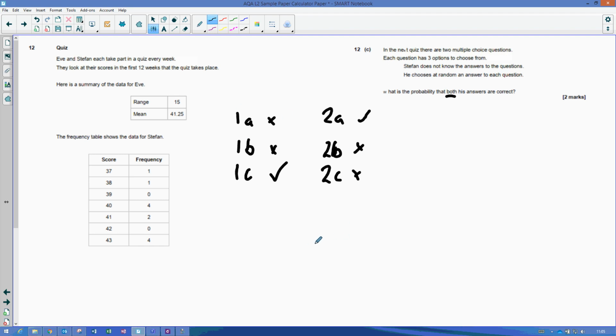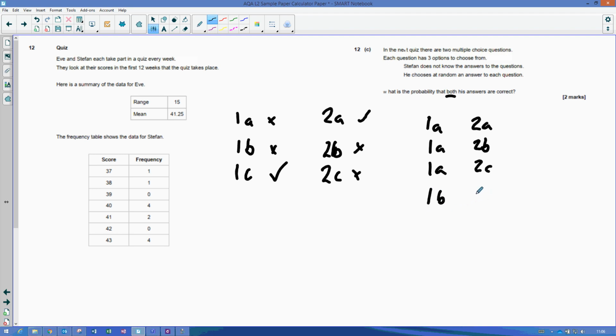So what are the total number of possible outcomes and how many are correct? It would be tempting to say 2 out of 6, but I'm afraid that would be too easy. Because what we've got to think about is what guesses might Stefan make? He could guess 1A and 2A. He could guess 1A and 2B. He could guess 1A and 2C. Or he might have guessed 1B.